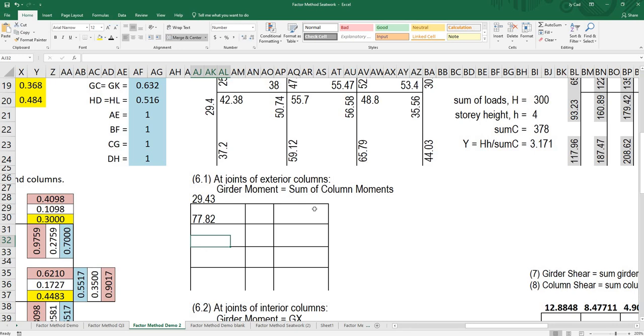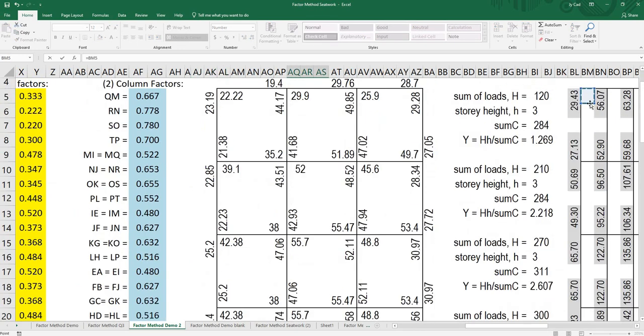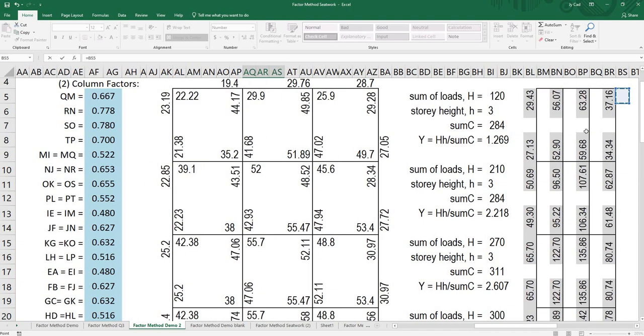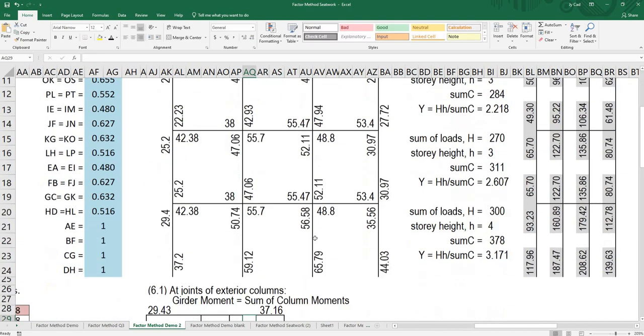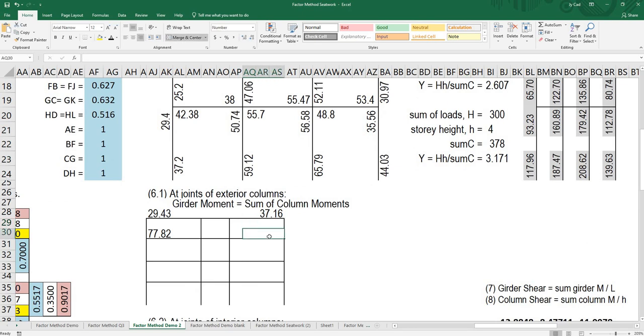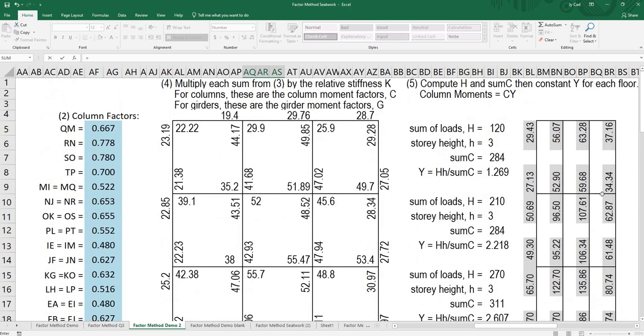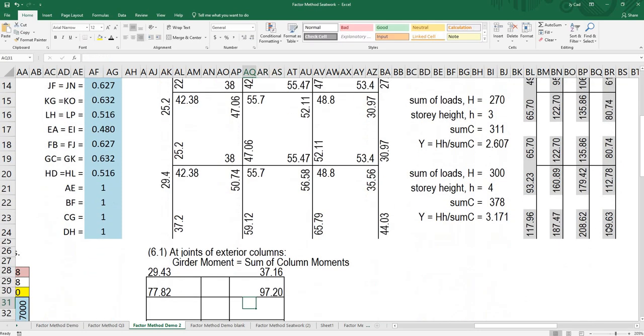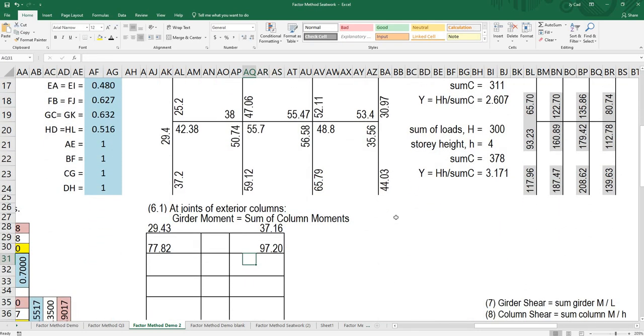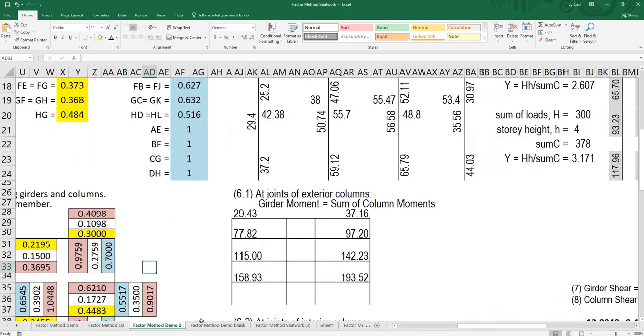And ganun na rin ang procedure dito. Dito naman sa kabila, this would also be column moment 37.16. And then this is column moment 34.34 plus 62.87. Okay, and then yan ang girder moments dito sa exterior columns. Nakatikit siya sa exterior columns.